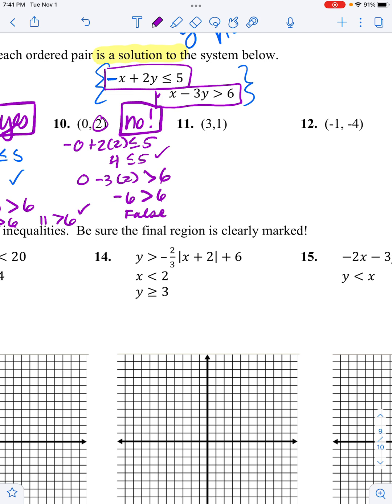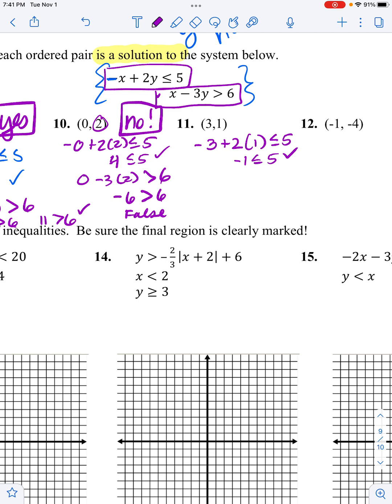Same thing again. Negative, and then my x, and then positive 2, and then my y. Is that less than or equal to 5? Negative 3 plus 2 is negative 1, which is indeed less than or equal to 5. So it works in the top. Does it work in the bottom?